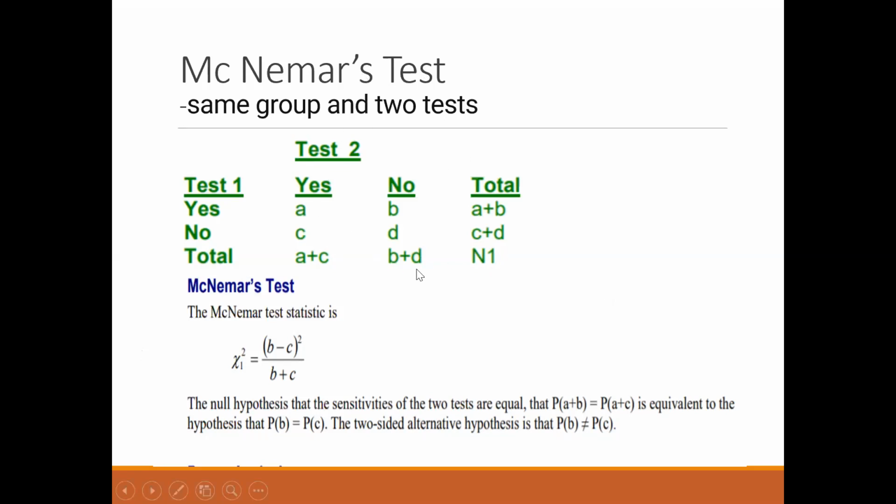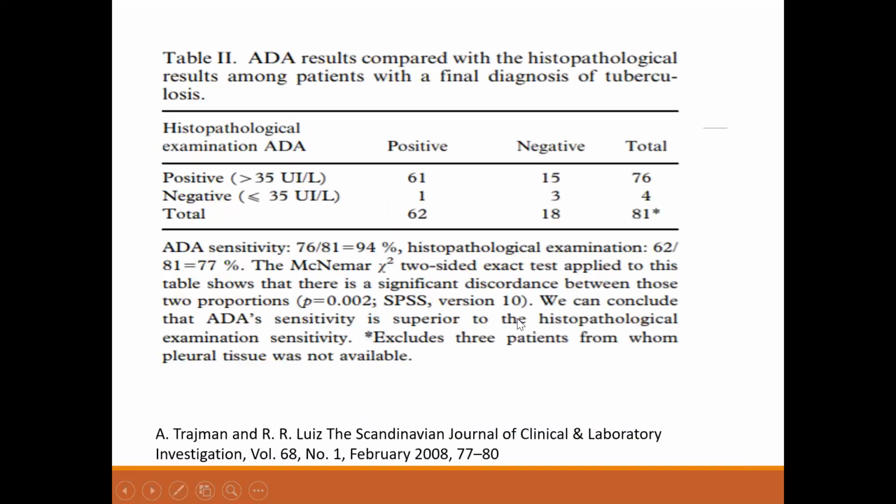So this McNemar's test is for paired data. Only for paired data we can use this test. And the null hypothesis is that the sensitivity of the 2 tests are equal, or we can say that P of A plus B is equal to P of A plus C. That is the hypothesis that we are testing.